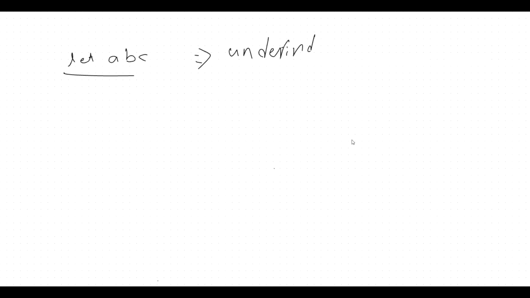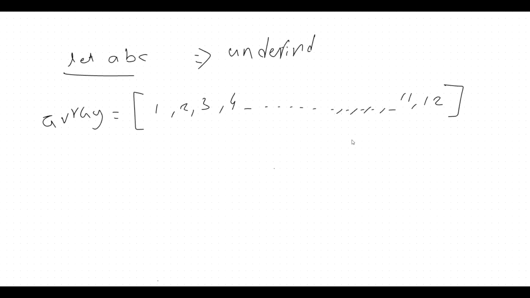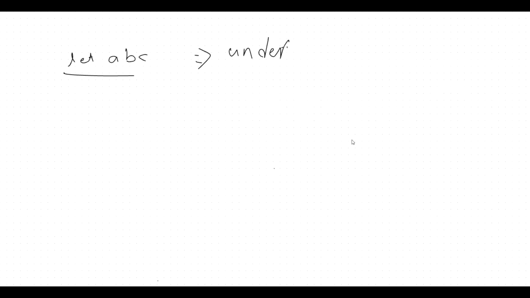Similarly, inside that array, which is dynamically allocated, we have the values 1, 2, 3 and 4, and directly 11 and 12. Between these we created the space, but we didn't initialize any value. That's why it's undefined. Clear? Let me just show you once again.